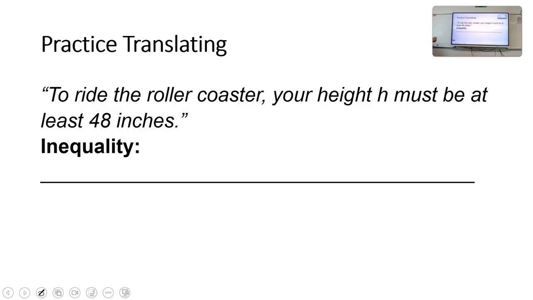To ride the roller coaster, your height h must be at least 48 inches. At least means 48 inches or more. So you would say h has to be greater than or equal to 48 inches, because you have to be at least that height. That's the minimum.